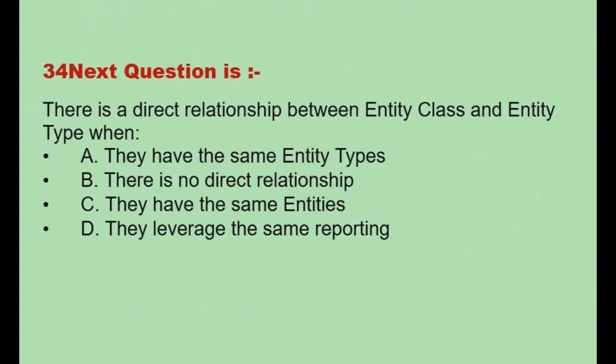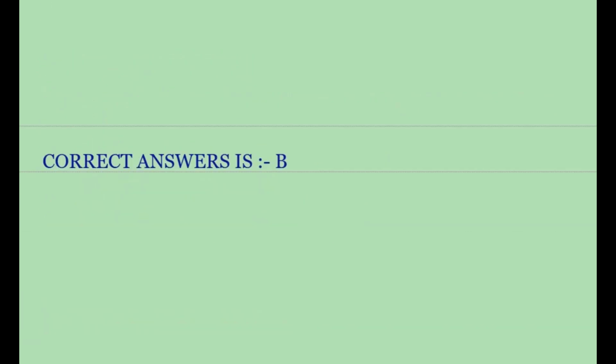Question is, there is a direct relationship between entity class and entity type when option A, they have the same entity types. Option B, there is no direct relationship. Option C, they have the same entities. Option D, they leverage the same reporting. Correct answer is option B.